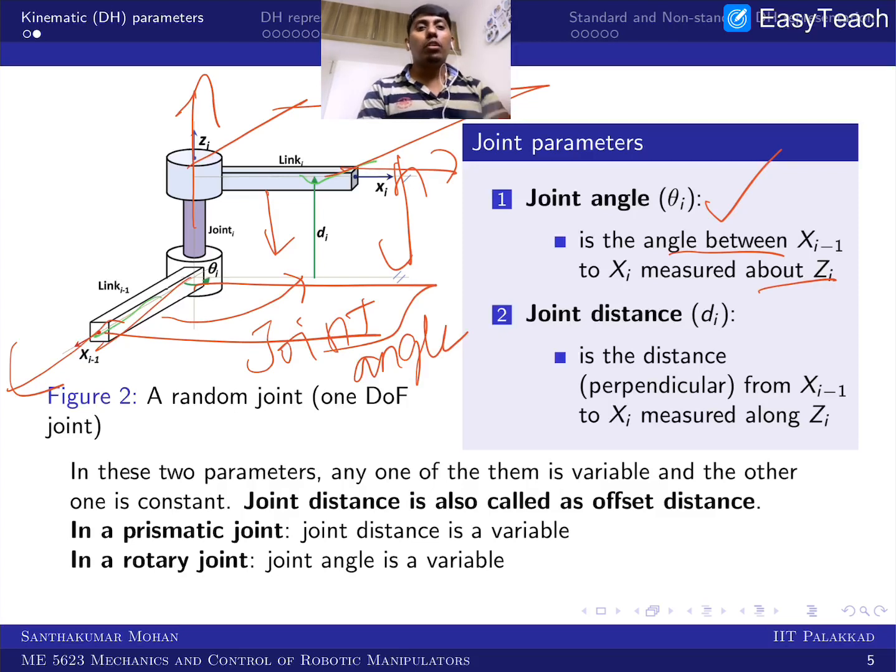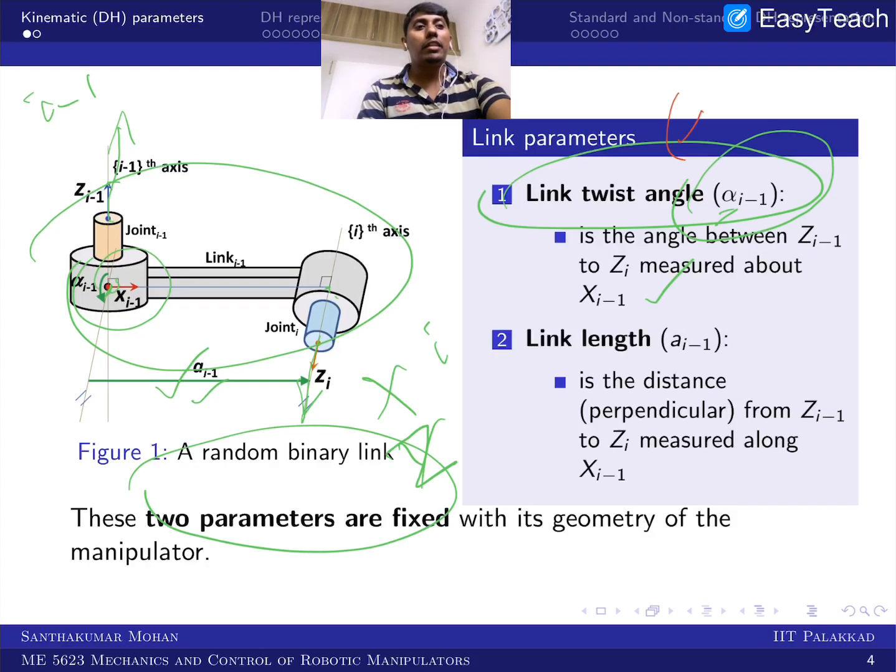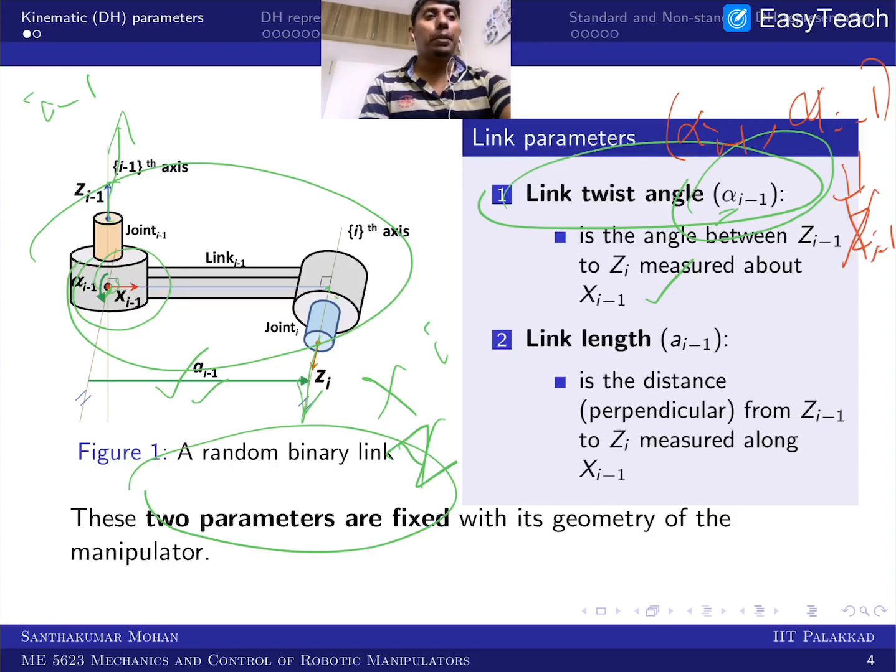Okay. Now what is the remaining information? That is what you call the joint distance, or simply the offset distance. It is the distance from xi minus 1 to xi measured along zi. So joint parameters are theta i and di, measured with zi, and link parameters are alpha i minus 1 and a i minus 1, measured about xi minus 1. Keep that in your mind.